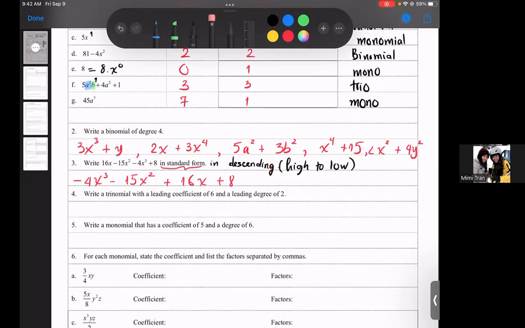So a trinomial, that means you have how many terms? 3. So I want 3 terms. The leading coefficient is the one attached to the highest power. I'm going to give you an example. Say I'm going to do 6, and the leading degree is 2. So say 6x squared. So I satisfy the leading coefficient is 6 and leading degree is 2. All I need to do is fill in 2 more terms to make it a trinomial.